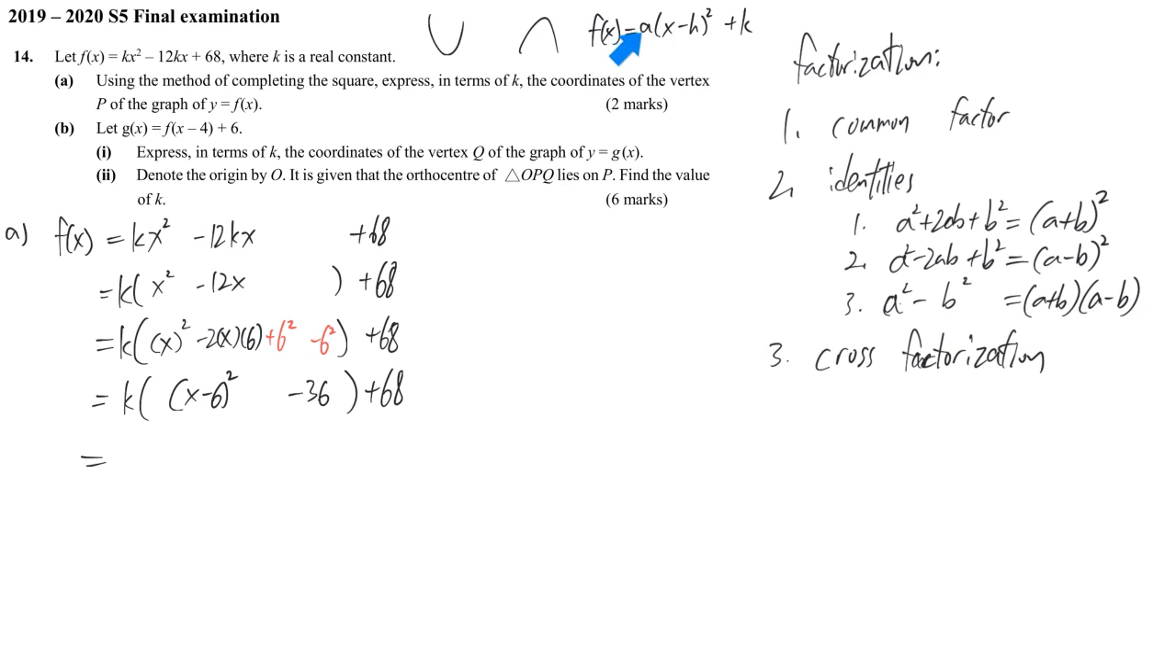Then we are going to separate the terms with x and without x. k times this bracket, and then minus 36 times k plus 68. The function creates a turning point, a minimum or maximum, because of this square. It's given a limitation: it can't be a negative value, the square must be positive or 0. So for the extreme case, this is equal to 0, which is when x minus 6 equals 0, that means x is equal to 6.